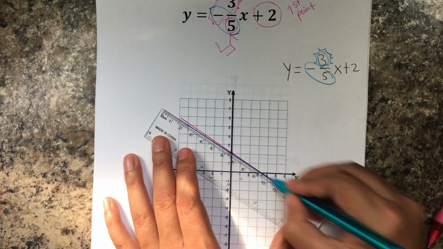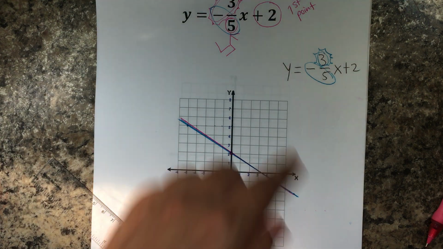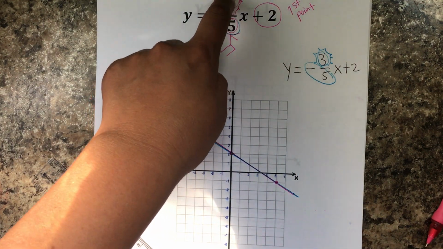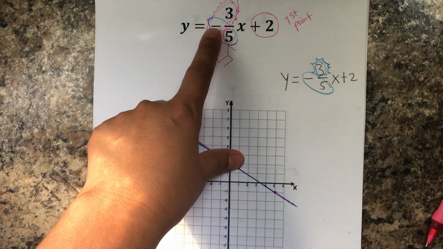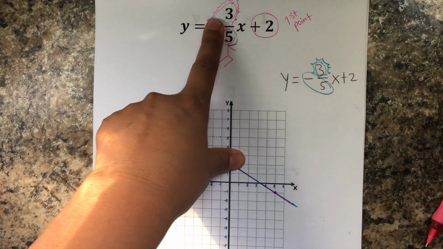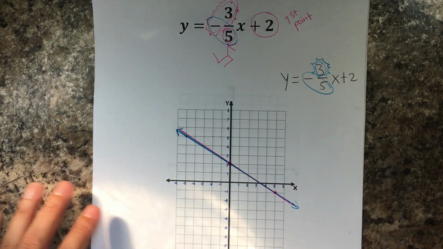Okay, so you can see that you will get the same line if you give the negative to the 3 or the 5, but only one of them, and only if you have a negative. If you don't have a negative, don't give it to anybody, okay? So you just put the arrows in there.